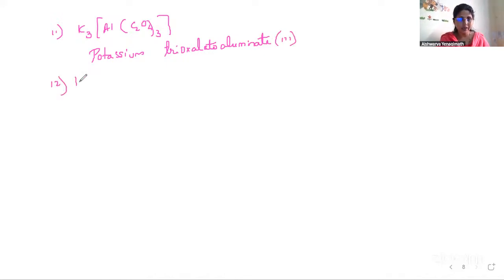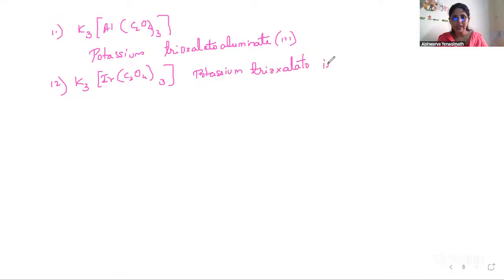Then K3[Ir(C2O4)3]. Tell me this. C2O4 thrice. So this is what? This is potassium trioxalatoiridium. I'm sorry, there shouldn't be a space. Correct? There shouldn't be the space. Iridium, and the charge on iridium is 3.